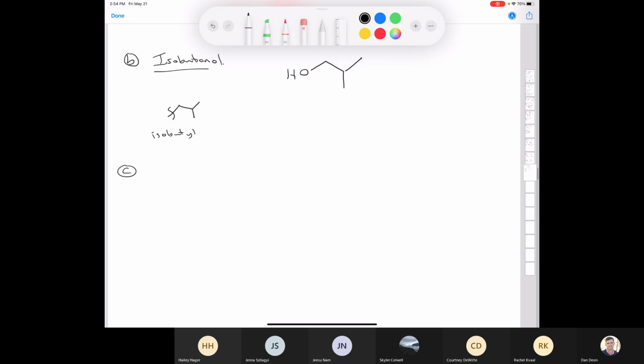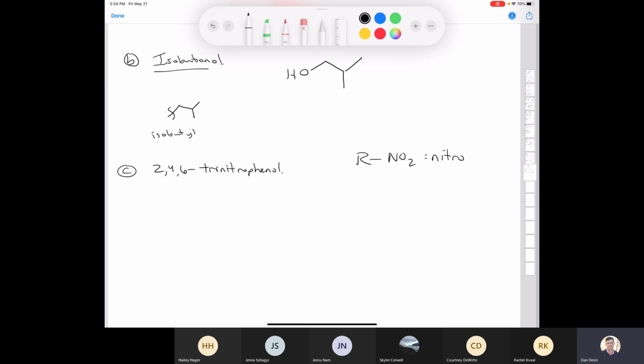C is 2,4,6-trinitrophenol. Remember that when you have NO2 like this, that is a nitro group. It's one of the functional groups that I brought up towards the end of our discussion in functional groups in chapter 2 in organic chemistry 1.